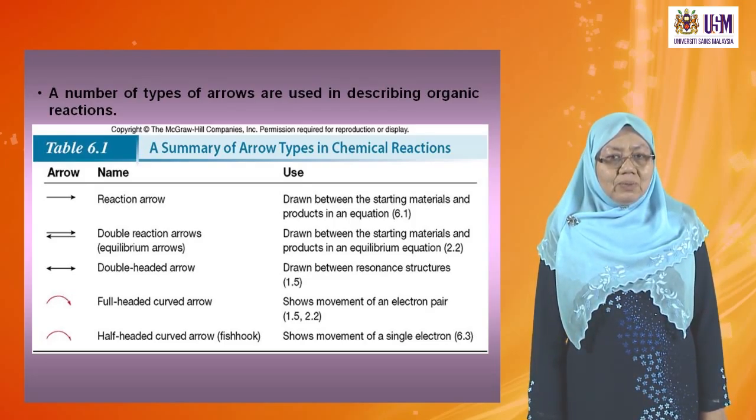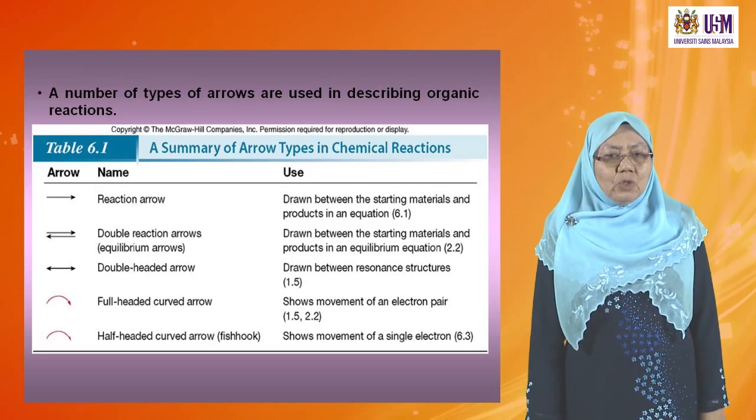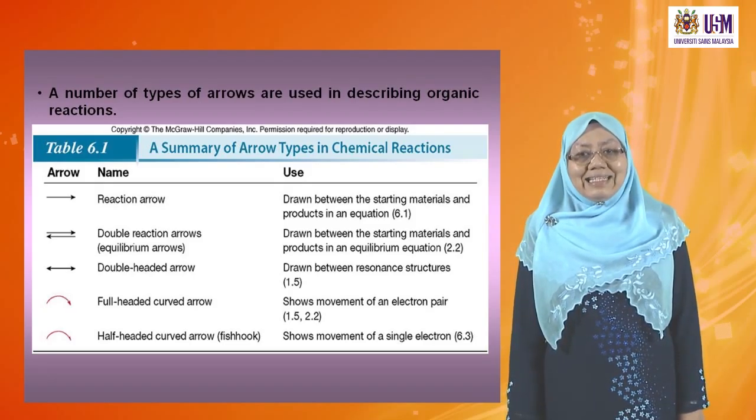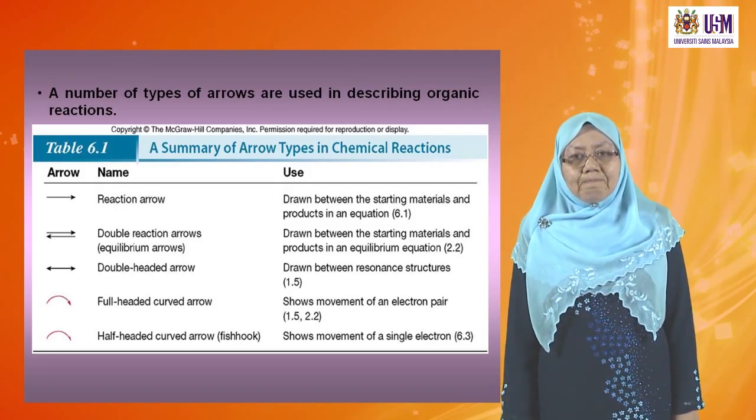Double-headed arrows are drawn between resonance structures. And we have full-headed curved arrows. This shows movement of an electron pair. And we have half-headed arrows, which show movement of a single electron.